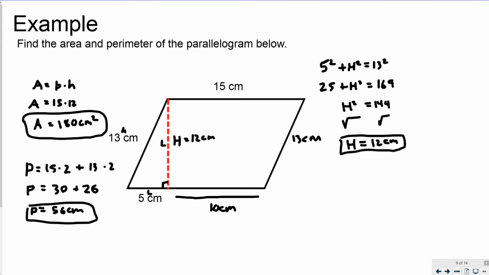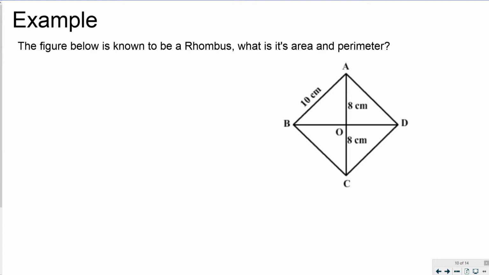Okay, so hopefully you guys are starting to get a hang of how we can do various methods of calculation to find missing sides that allow us to complete our calculations of area and perimeter. So let's take a look right here. The figure below is known to be a rhombus. What is its area and perimeter? Okay, so in order to actually calculate the area of a rhombus, I need to make sure that I have both diagonals.